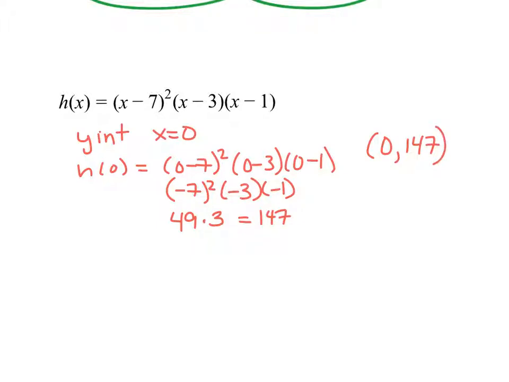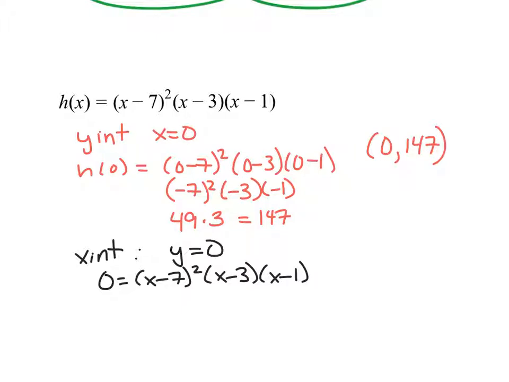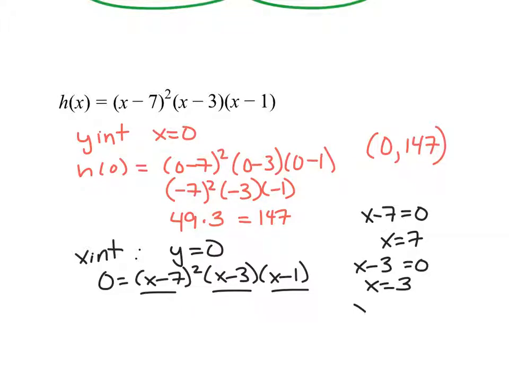So this would be really high up on the graph. So this thing would go pretty high. Now, x-intercepts are actually going to be really simple for this one because it's already factored. The x-intercepts are when y equals 0. So again, if I want y equals 0, 0 equals x minus 7 squared, x minus 3, x minus 1. Since it's already factored, I could just take each one of these factors and set it equal to 0. So x minus 7 equal to 0, which is going to give me x of 7. x minus 3 equals 0, which is going to give me an x of 3. And x minus 1 equals 0, which is going to give me an x of 1.